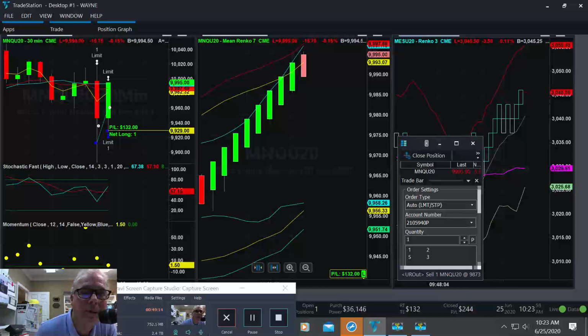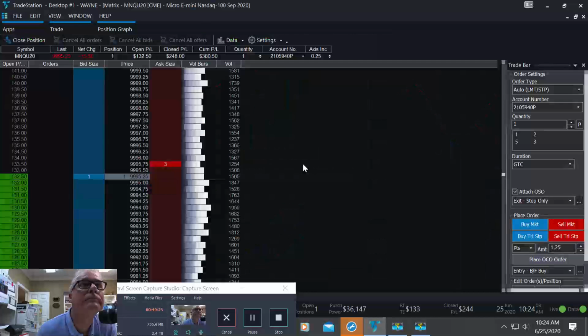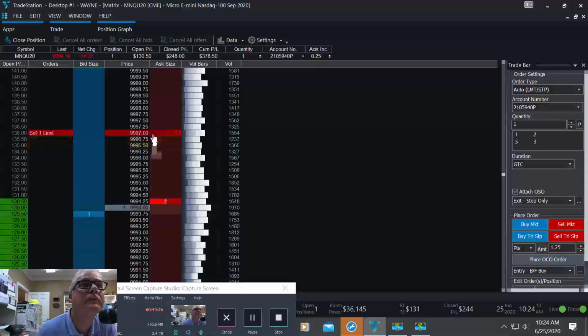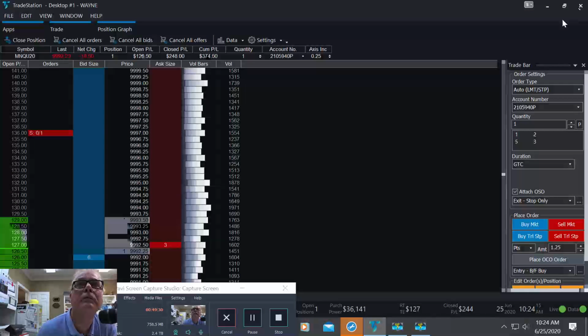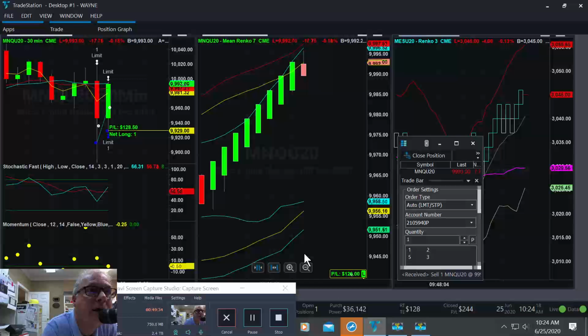I think I want to take that last one off right here and see if I can buy it a little lower. Maybe an error, but we're going to try it. See if we can get 97 out of it.